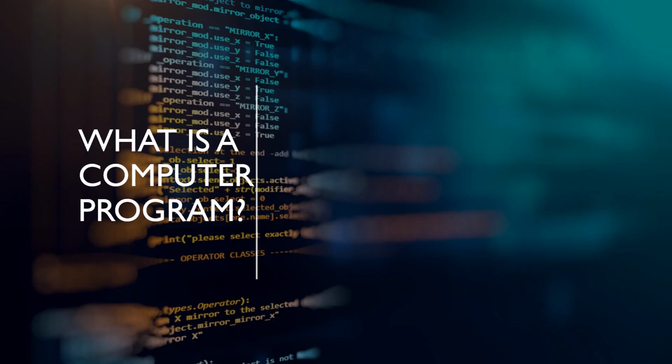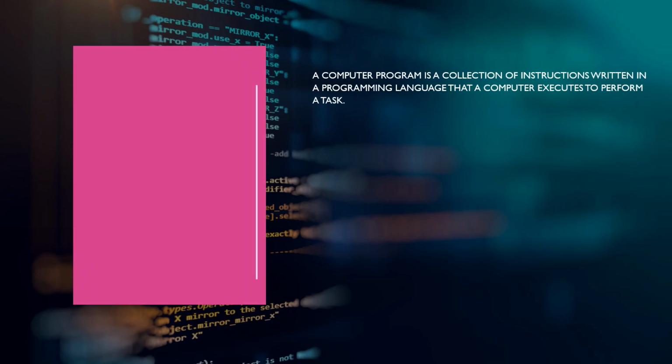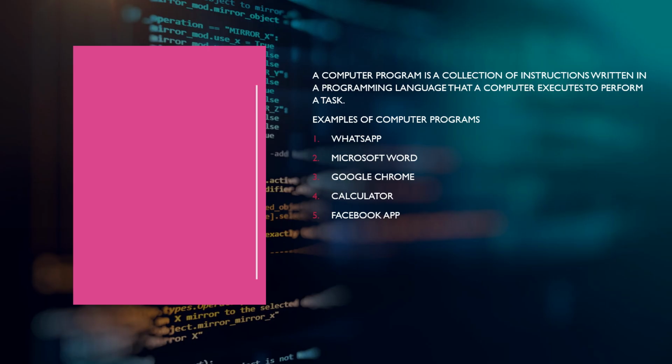So what is a computer program? We have explained it earlier, and we're still going to elaborate more. A computer program is a collection of instructions written in a programming language that a computer executes to perform a task. Examples of computer programs are the WhatsApp application, Microsoft Word, Google Chrome, calculator, Facebook app, TikTok. All these applications were created using programming.